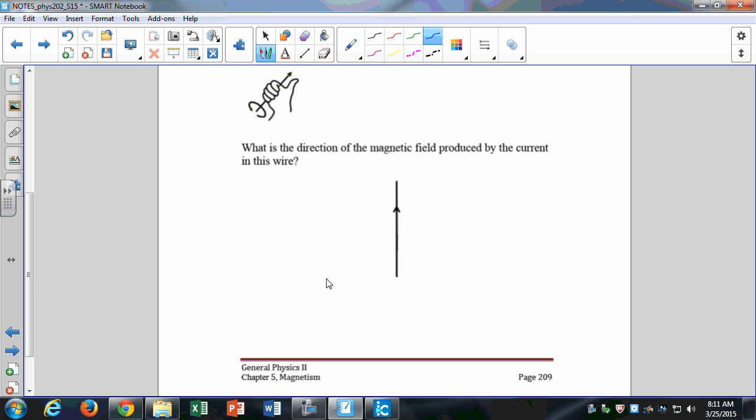If I imagine this wire right here, my magnetic field goes around like that. All right, so into the page on the right, out of the page on the left, and if I imagine points outside of the wire, they'll be going right or left if I'm in front of or behind the wire.